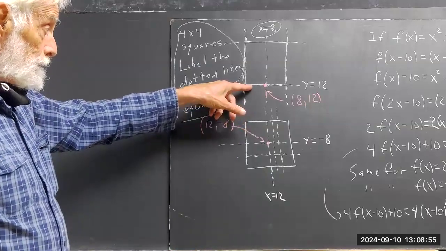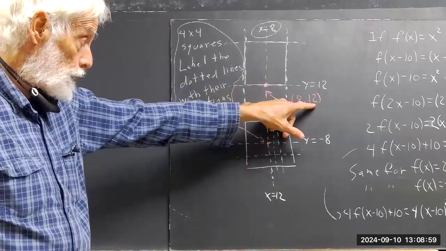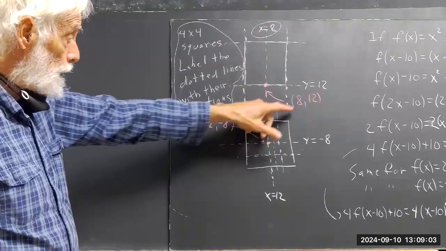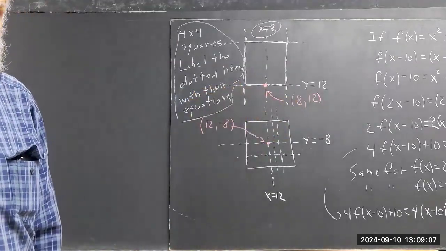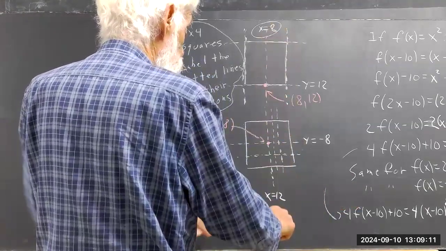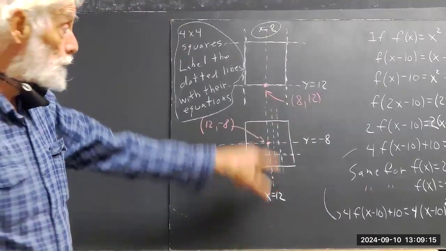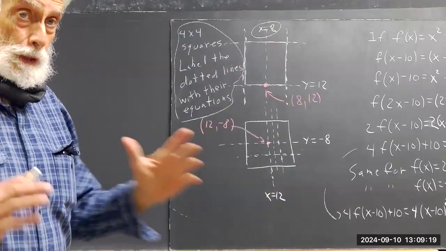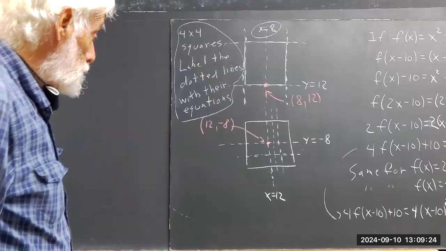Similar to the fact that y is 12 everywhere on this line because this point has a y coordinate of 12. And x is 8 everywhere on this line because this point has x equals 8. Means if you got the x-axis down here someplace and this line continues on, it's going to hit the x-axis at 8. And so is every other point on this line. Okay? Gotta understand that. Keep thinking about it until you do.